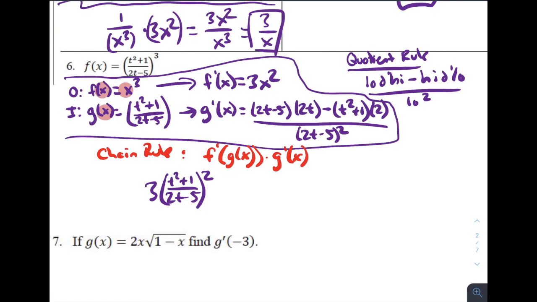And then we're multiplying times g prime of x. So times all of this, which I guess maybe we want to expand a little bit. Let's take a look at that numerator. I'll just do this as side work over here.